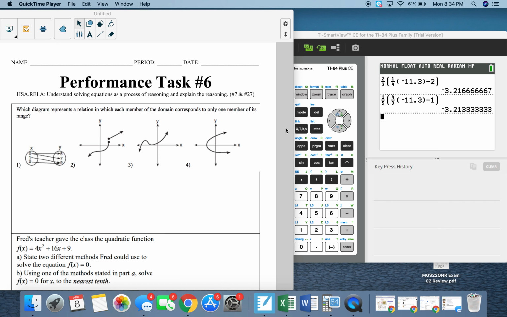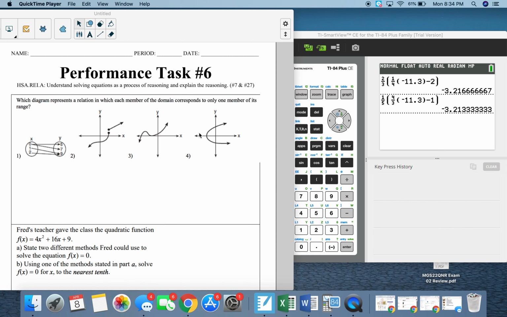So we're looking at performance task 6. Let's take a look at this first problem. Which diagram represents a relation in which each member of the domain corresponds to only one member of its range?